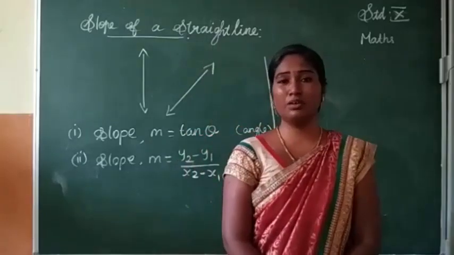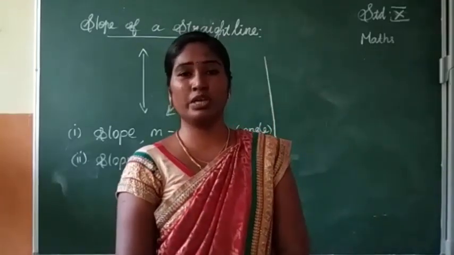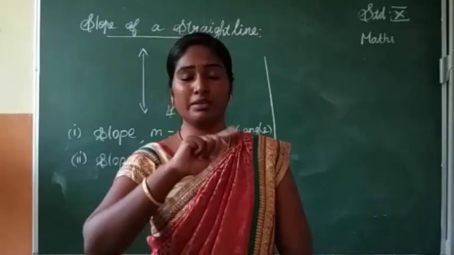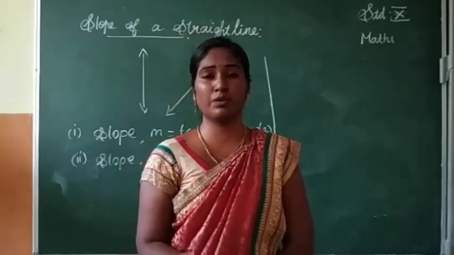There are 6 trigonometric ratios. Today I am going to explain only one trigonometric ratio, that is tan theta. All the remaining trigonometric ratios I will explain in the next class.